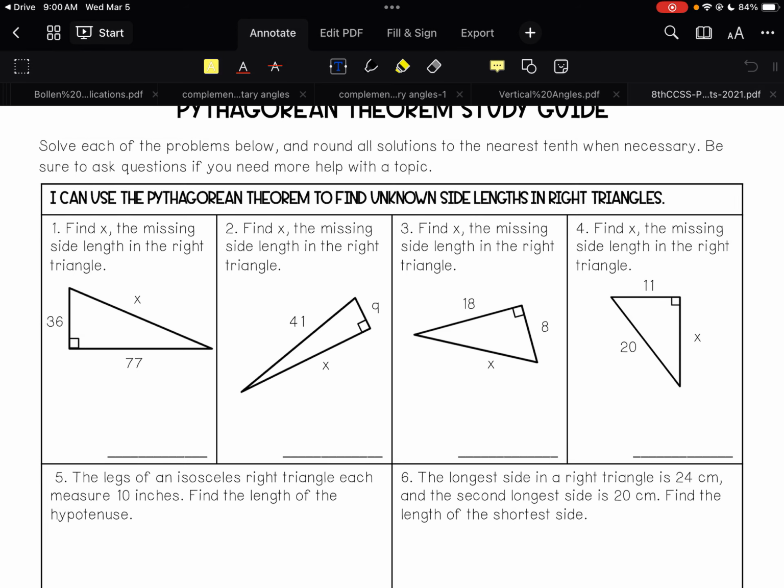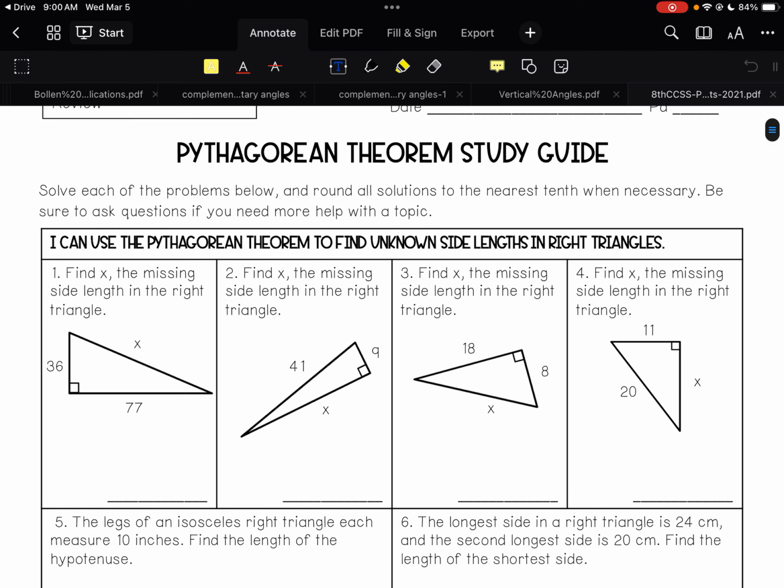Alrighty, we have our study guide here. I'm going to go over just a couple questions in each box and try and go through them with you, and you guys will be responsible for the rest of them. So the first one here is just find the missing side length.